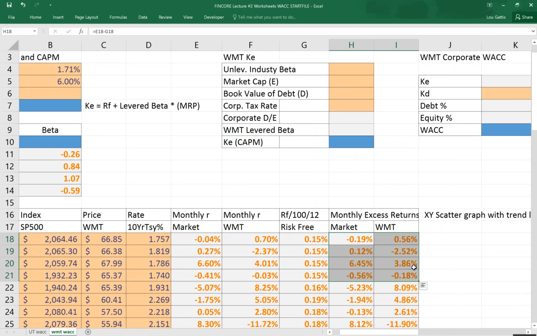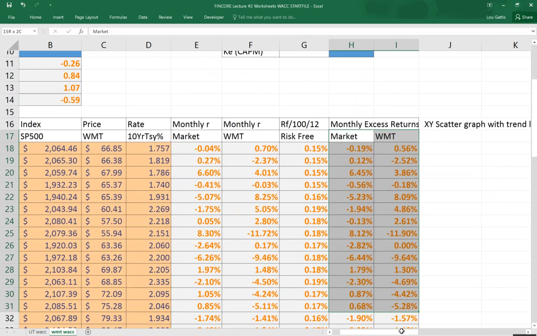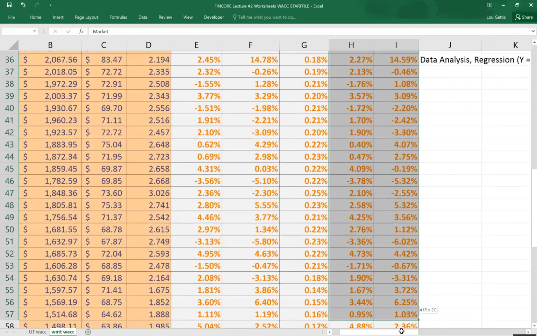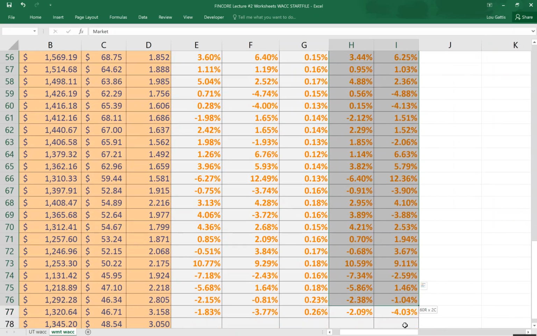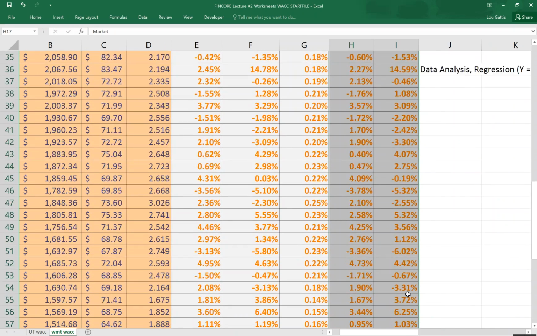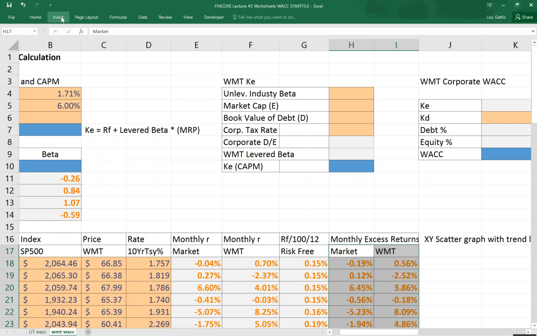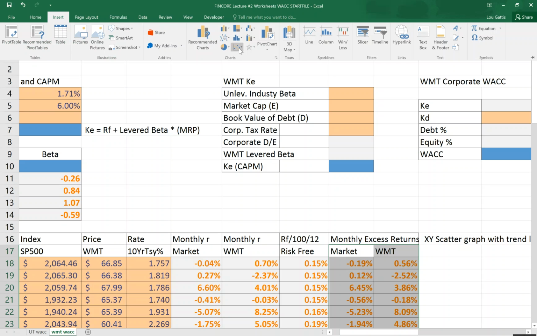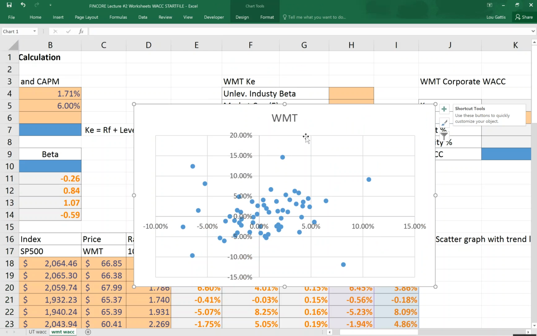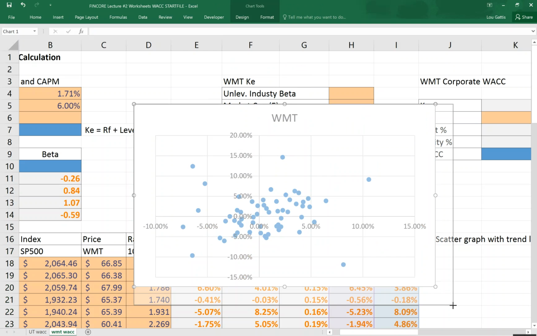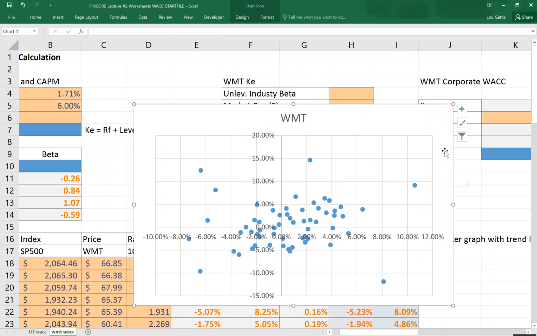The first thing I want to do is a graph. I know if I highlight two columns where the first column is an X variable and the second one is a Y variable, and I select it, I'll go back up here and insert a graph, and I'm going to do an XY scatter. What this graph shows me is Walmart's return on the Y-axis, the market's return on the X-axis.